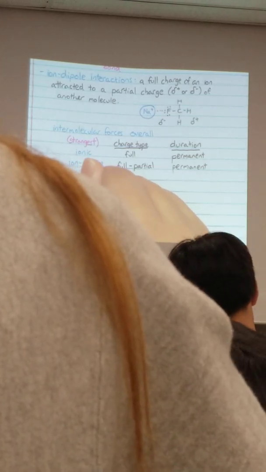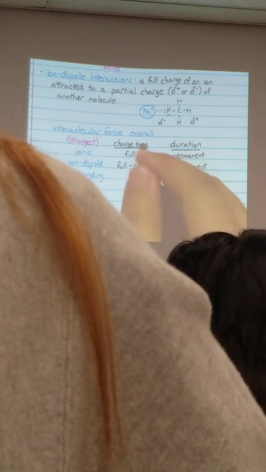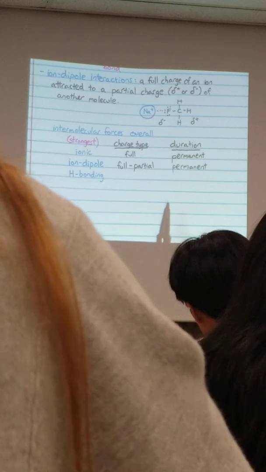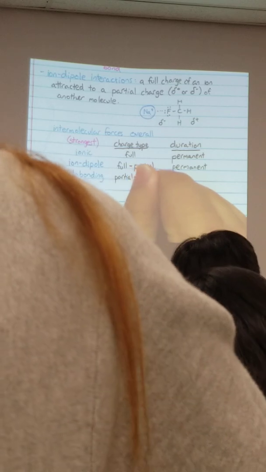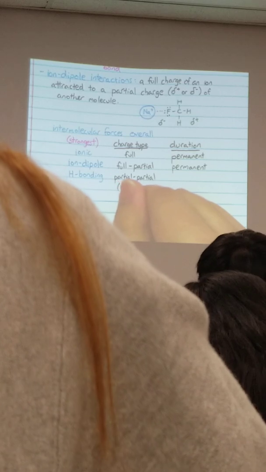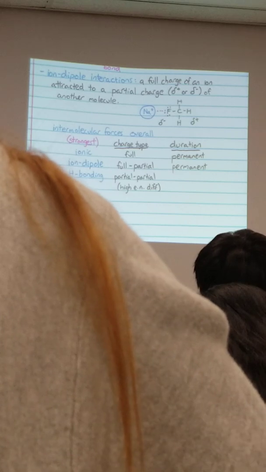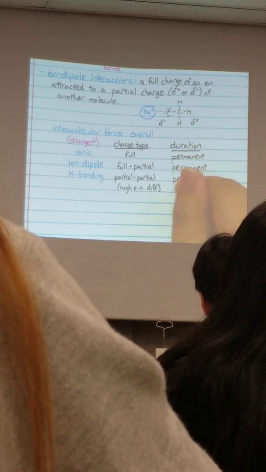After ion dipole, it's going to be hydrogen bonding. Alright. And then in terms of charge type, do we have full charge anymore? No. So we have partial with partial. Okay, and then I have to put a little note in parentheses, high electronegativity difference. Reminder about that. Alright, and then for hydrogen bonding, since we're still working with deltas, and we're kind of working with lone pairs here, the duration is still considered permanent.